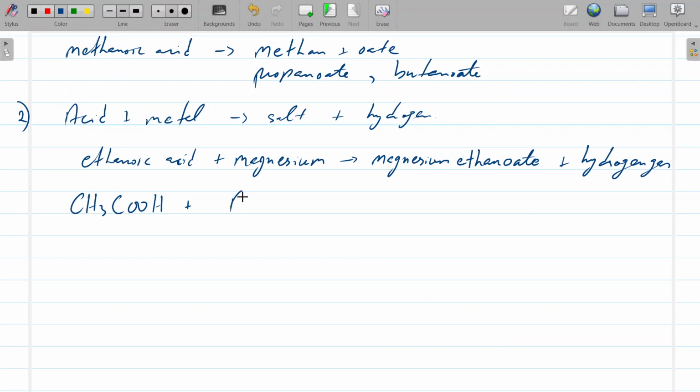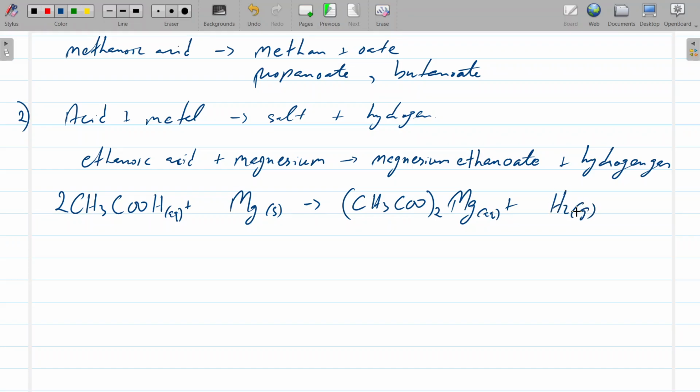CH3COOH plus magnesium. So this is going to be solid, this is aqueous. And to make life easier for you, there are two molecules of that. What we're going to get is CH3COO, the whole thing twice, Mg, so that's magnesium ethanoate, and this is aqueous, plus H2 gas.